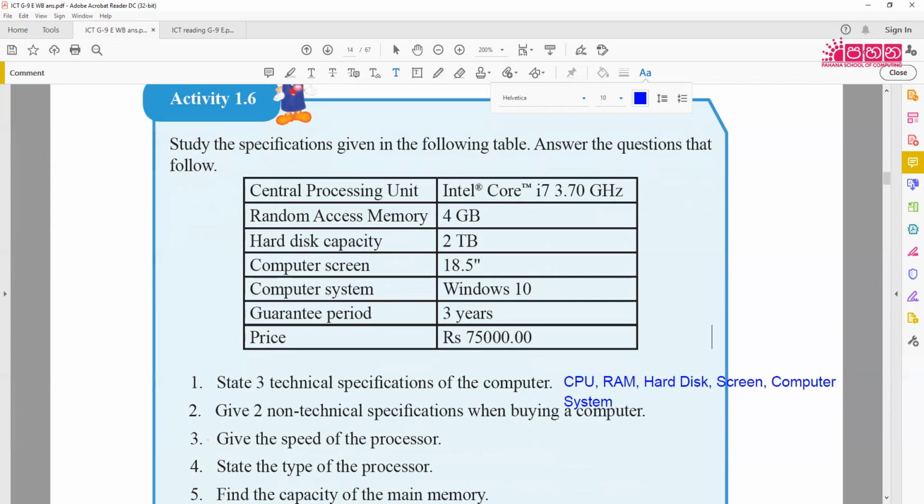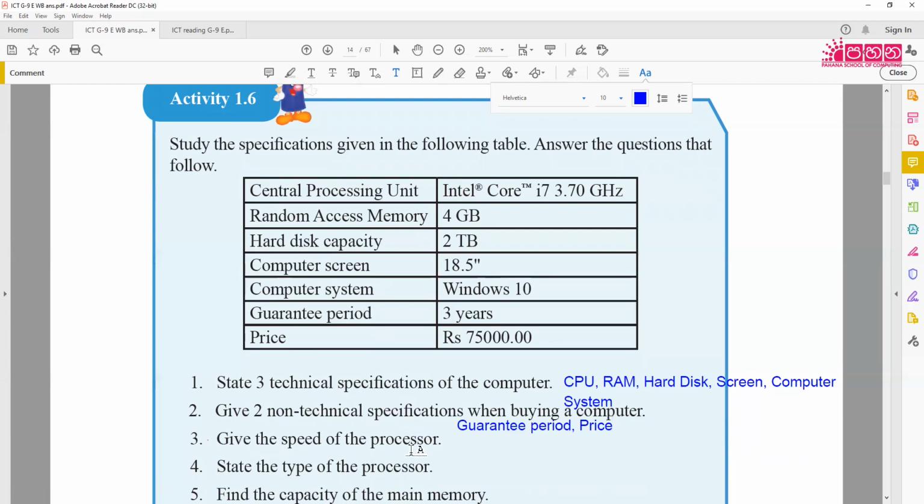Guarantee period and the price? Yes, exactly. So we have this guarantee period, and then the price. Right. Third one, give the speed of the processor. So what is the processor speed? Yes, Dhananji.